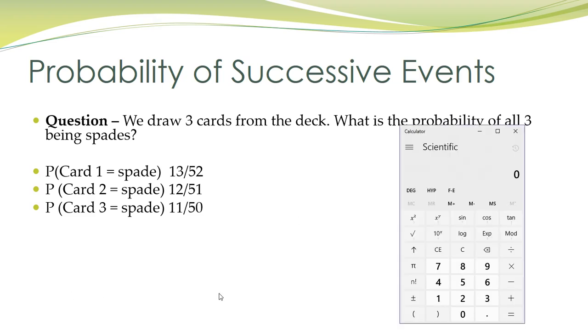So we have our 3 probabilities of event A, B, and C. We just need to multiply them together. But how can we multiply fractions together?